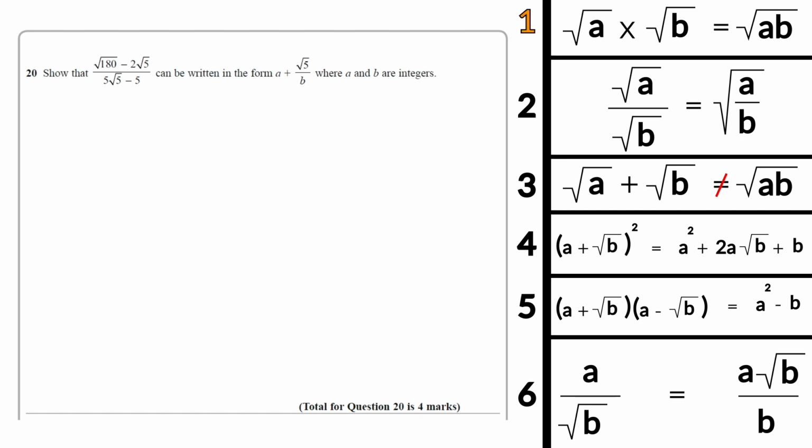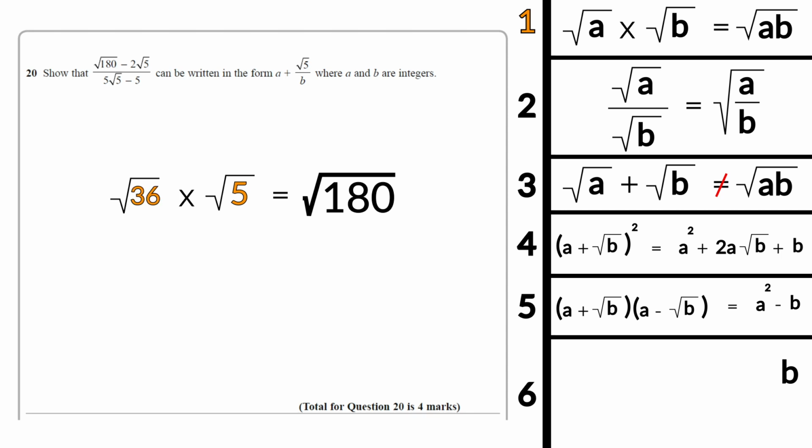We can use rule 1 to convert the square root of 180 into 2 smaller square roots. As the other value on the numerator is 2 multiplied by the square root of 5, we can try to think of a number that when you multiply by 5 equals 180. You can either figure out the value in your head, which is 36 by the way, or you could just divide 180 by 5. So the square root of 180 is equal to the square root of 36 multiplied by the square root of 5.